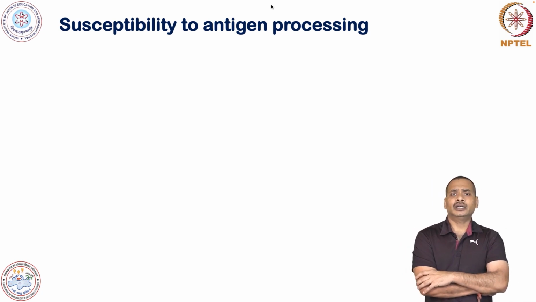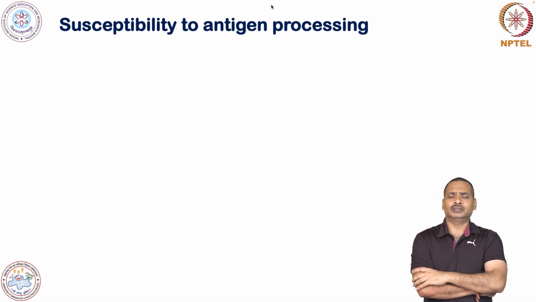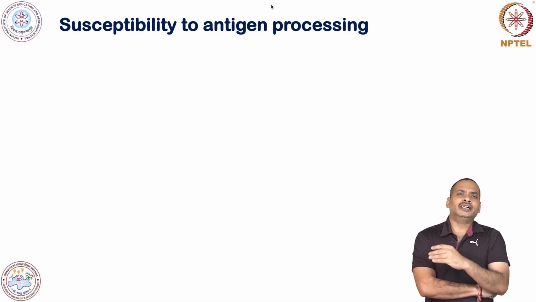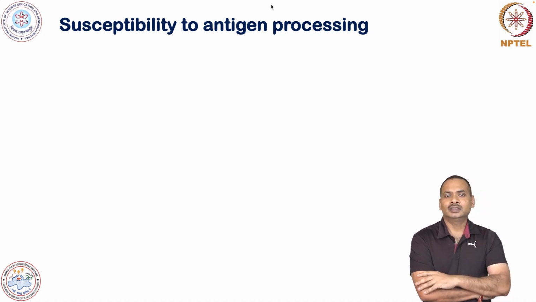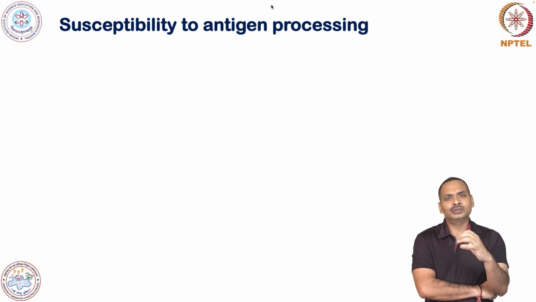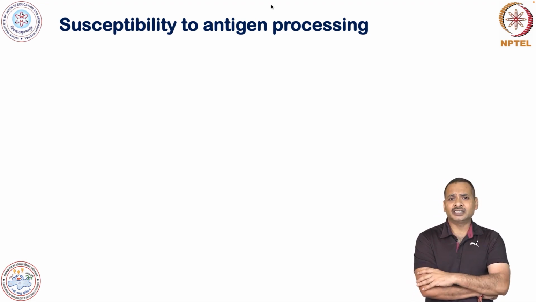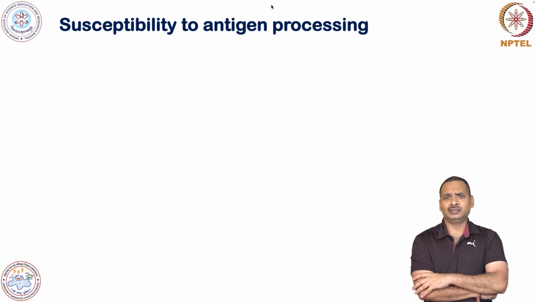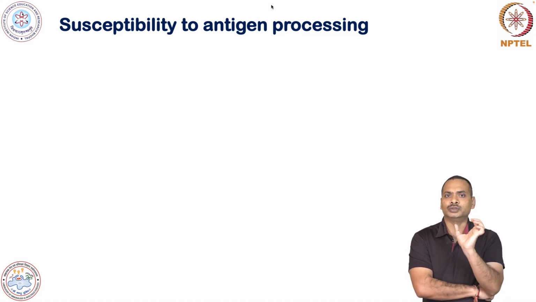Susceptibility to antigen processing is also very important. I have explained briefly how the antigen is processed. Bacteria is phagocytosed, then it goes into the endosome, endolysosome or phagolysosome, and over there the bacteria is broken down into small pieces, and some of these peptides are presented. I am talking particularly about the protein molecules.